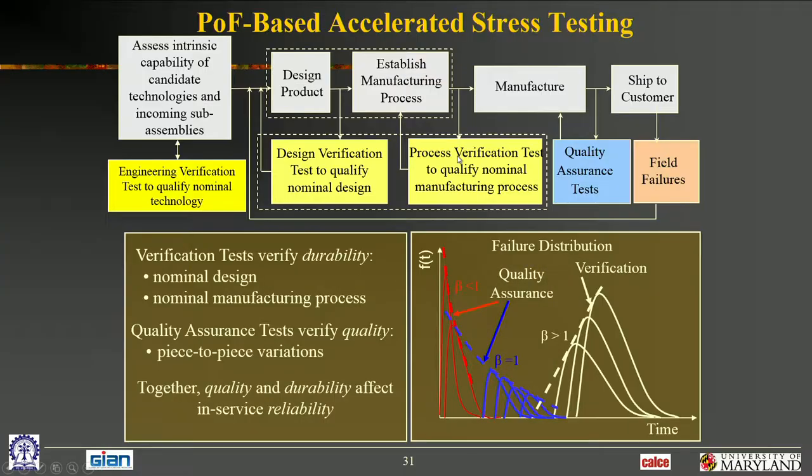The design verification test and the process verification test. And the role is very simple. You use those physics of failure models to decide what the acceleration factor is. So if my field condition is 35-35 temperature humidity, and my testing is being done at 85-85 temperature humidity, what's the acceleration factor for different failure mechanisms for my design? The answer is design specific, and the answer is mechanism specific. So not all mechanisms will accelerate by the same amount, and the same mechanism will accelerate by different amounts in different designs. So you have to do the calculation when you're doing the design.